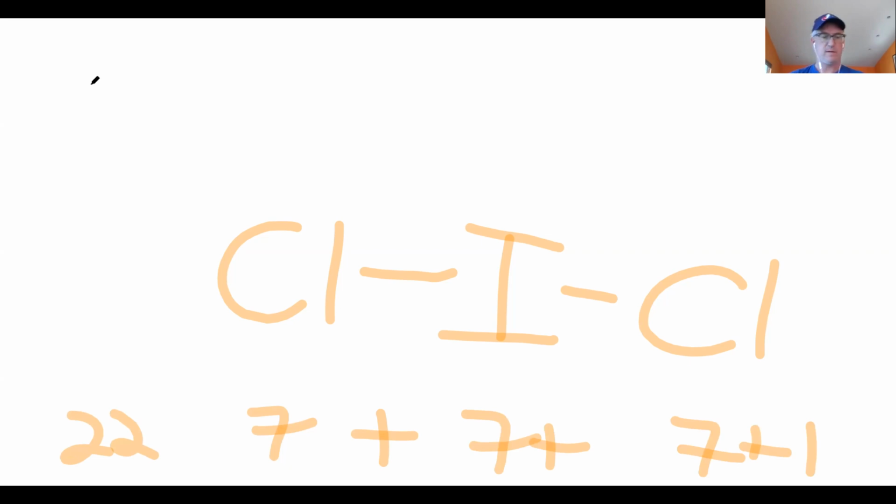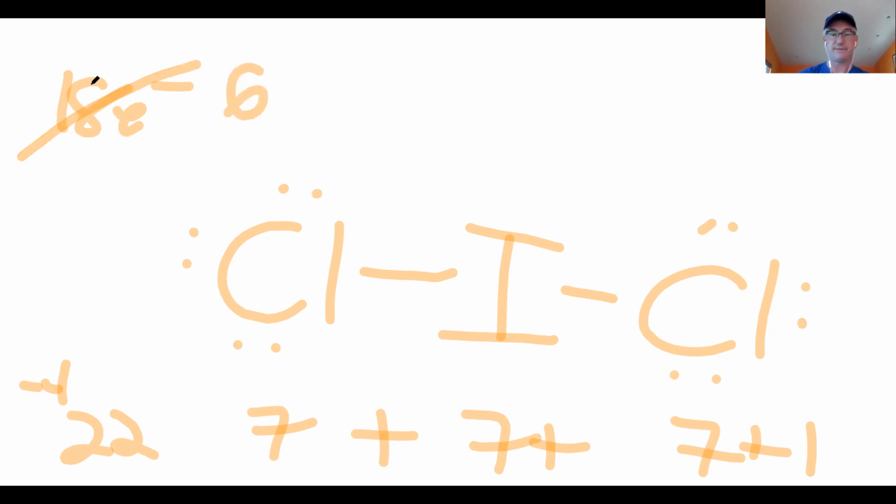So I got 18 left over. First thing we do, decorate the outside atoms, make sure they get a full octet. Each chlorine has 2 from bonds, so we give them 1, 2, 3, 4, 5, 6 more. That's 12. That leaves us with 6. And then on the iodine, we give the other 6.